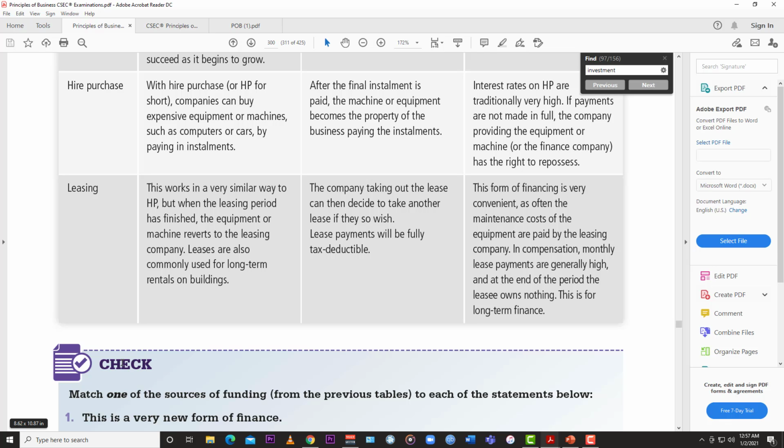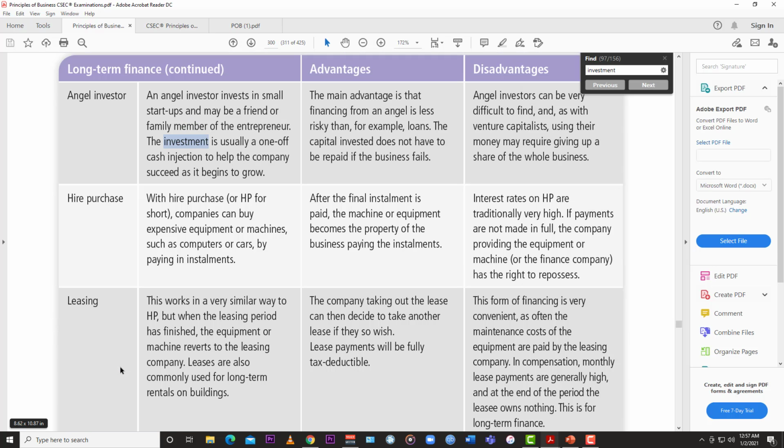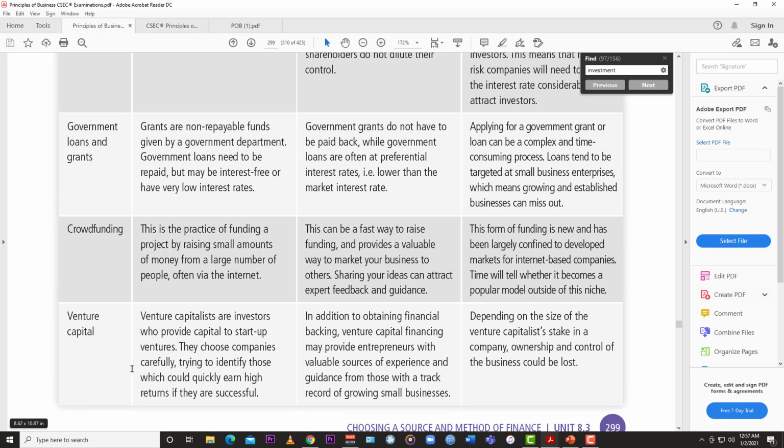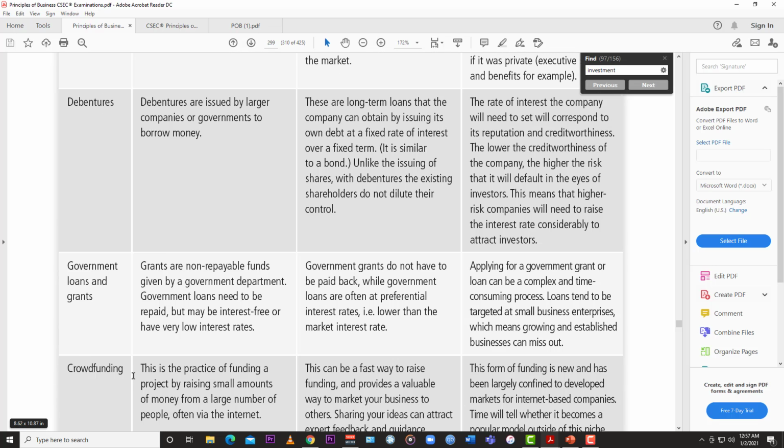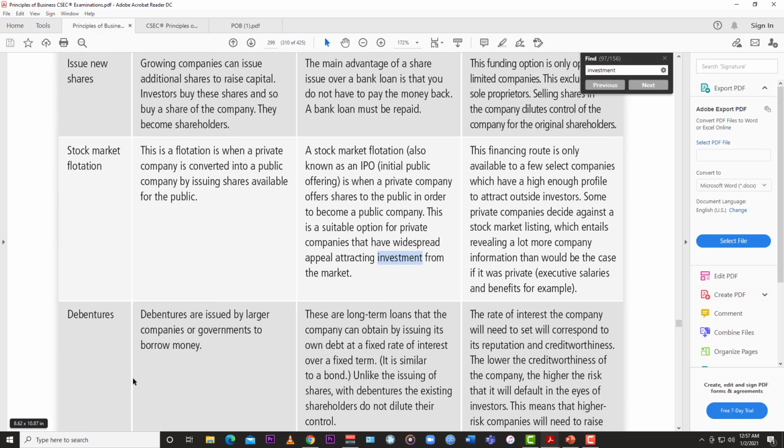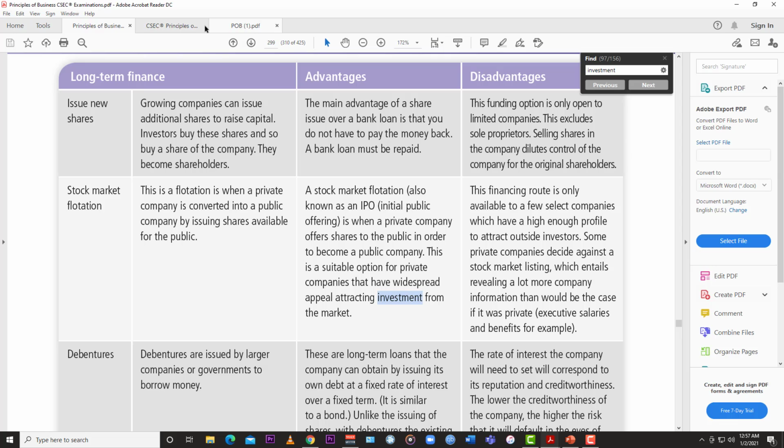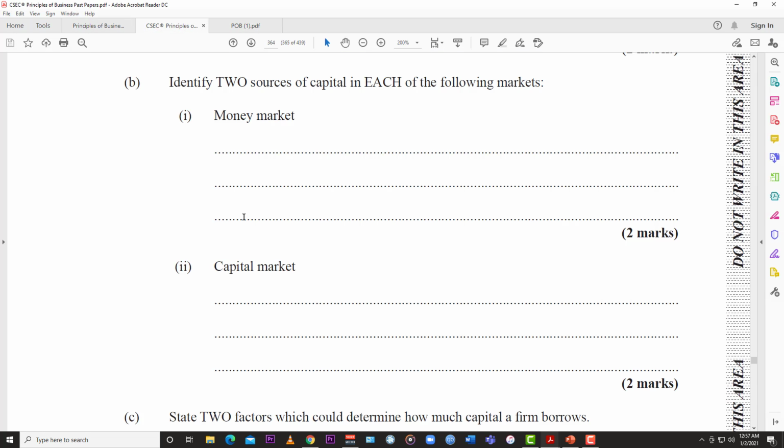But for source of finance, all these: leasing, hire purchase, angel investors, venture capital, crowdfunding, government loans and grants, more long-term, over a year. You have bonds and debentures and those kinds of things. So all those are long-term types of financing. All it says is identify, 2 marks each. So you identify two from the money market and two from the capital market, or two from short-term financing and two from long-term financing, and you're good to go. That's how you would get your answers correct for that one.